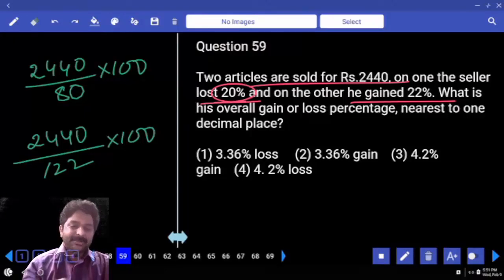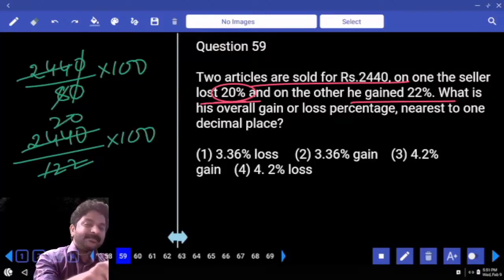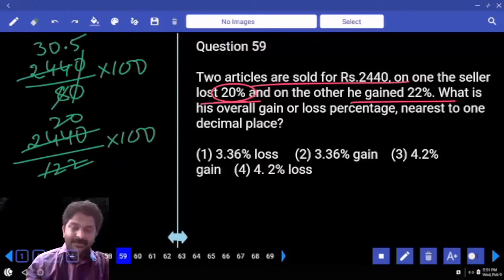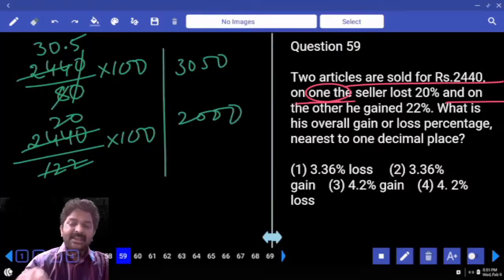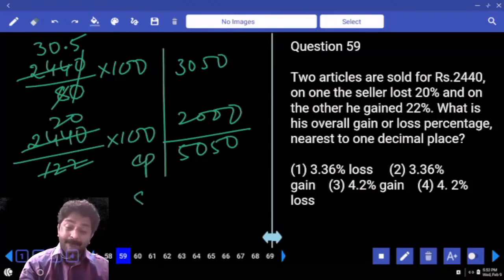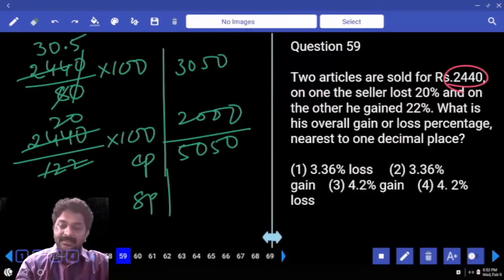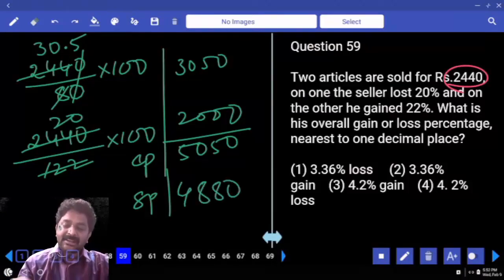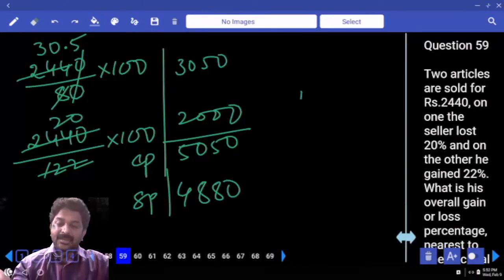Then you will get the total cost price. Here it is 20 times. 0 0 cancel. 8 3 times. 0.5. So here cost price is 3050. Cost price of the second item 2000. Total cost price 5050. Total selling price, each item is sold for 2440, right? Then total selling price 4880. Difference is loss only. How much loss is made? 170 loss.